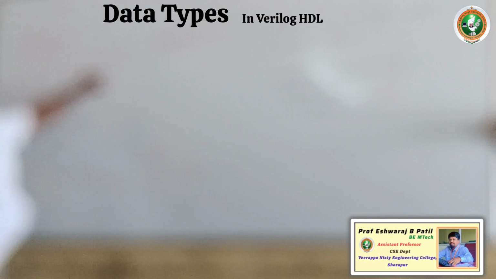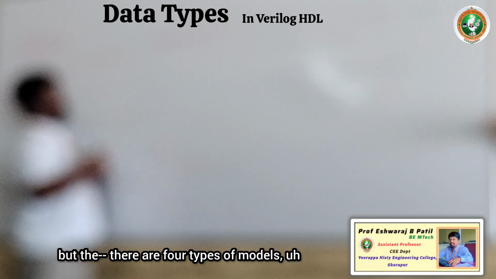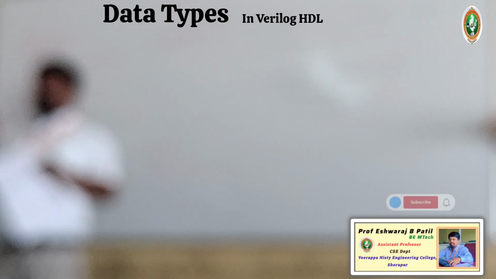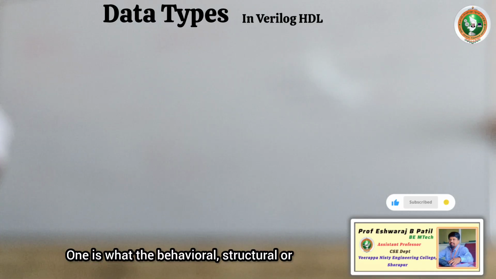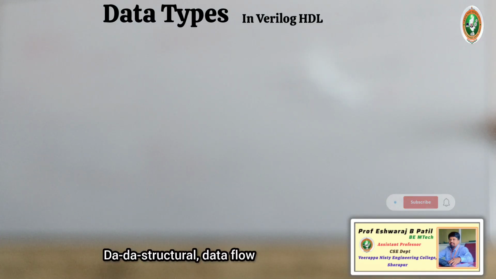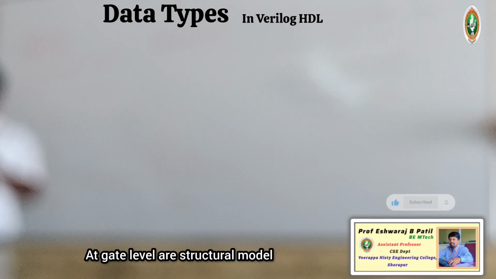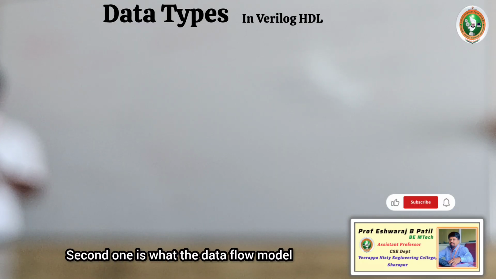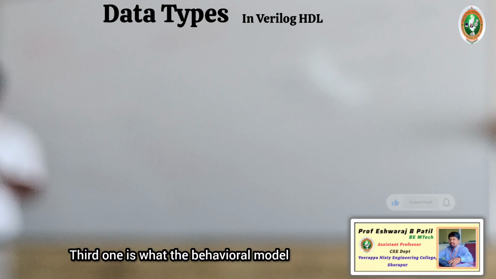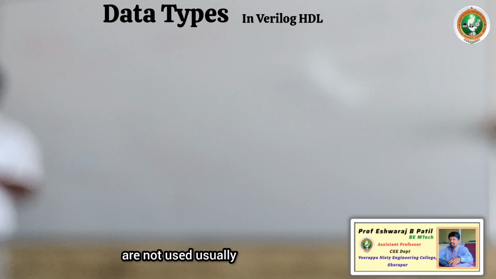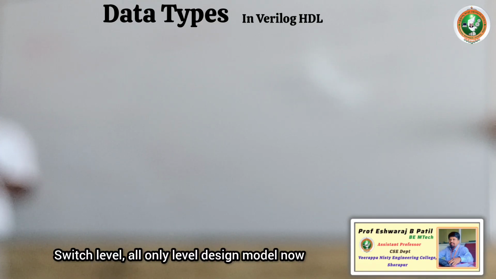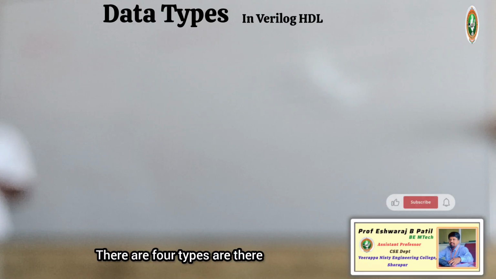There are four types of models. One is the gate level or structural model. Second is the data flow model. Third is the behavioral model. Switch level is not usually used. There are four types in all.